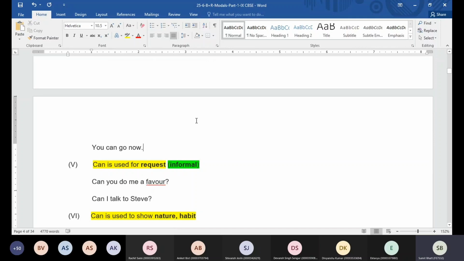Can is also used for request. But again, that request is going to be an informal request, when you are requesting somebody for one thing. And if you want to be informal, then we are going to go for can.